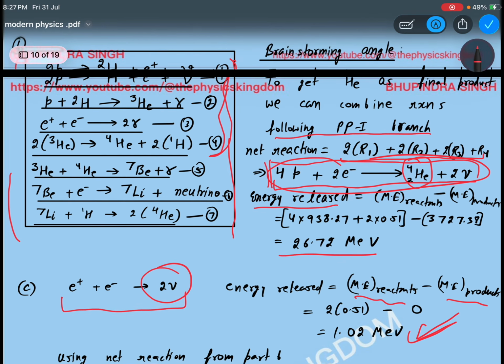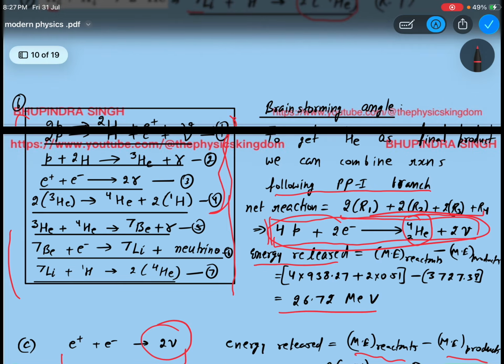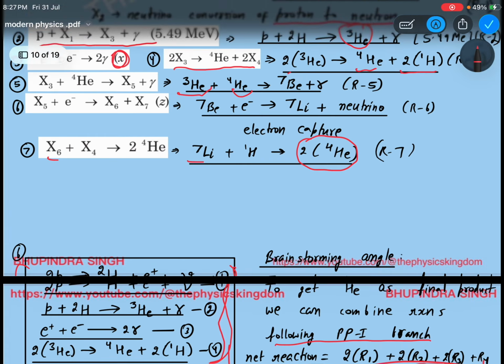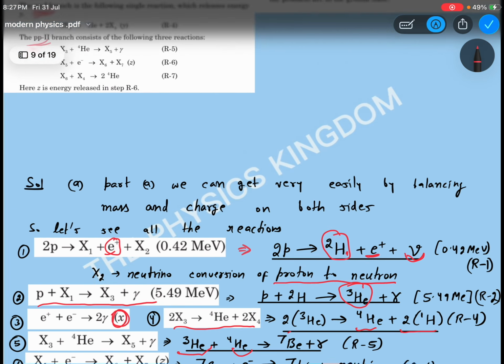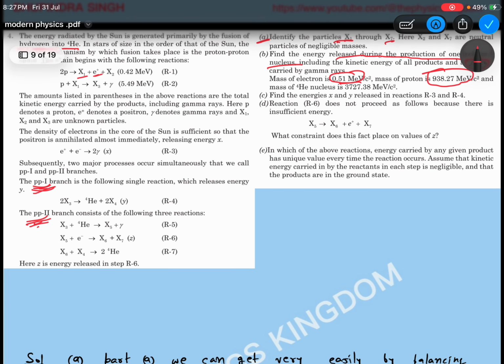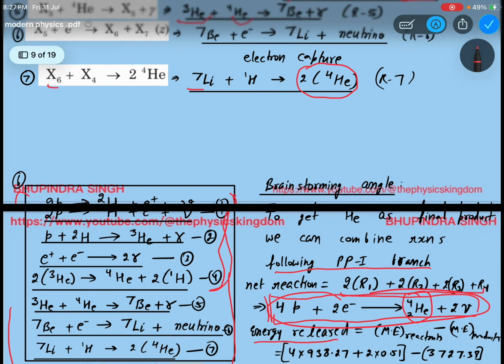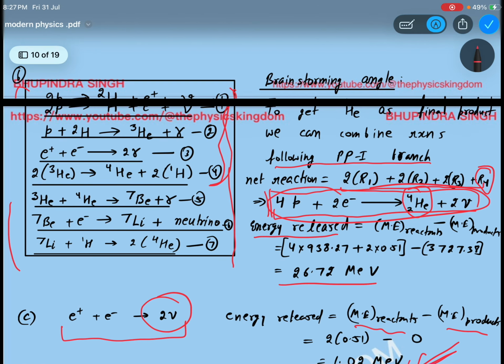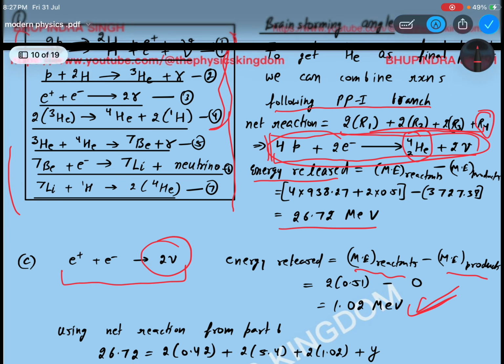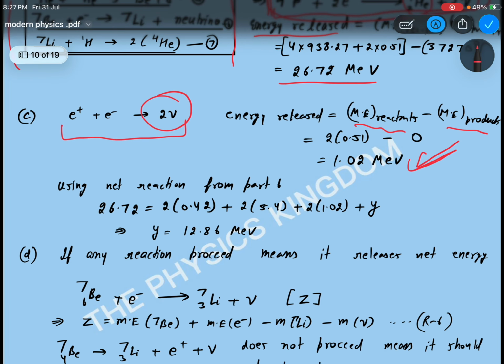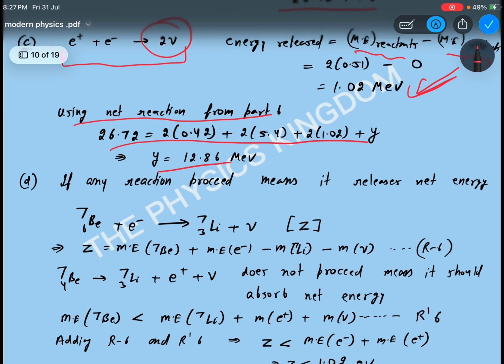Because I am keeping this as a variable, our Y was basically here. Y was present in reaction 4, meaning the energy release in reaction 4. So in our equivalent reaction R4 is there, beta. So plus R4, automatically Y will come. So this energy relation I am using for part B, okay, so this I am getting.